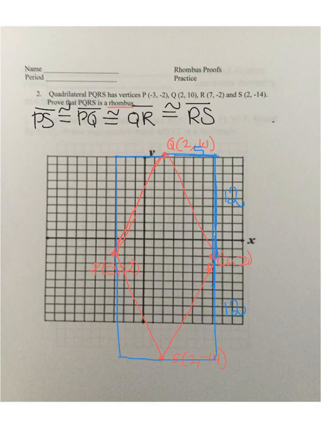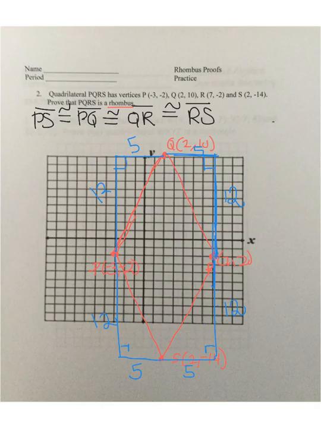5 and 12. 12 and 5. And the great thing is that each of these triangles have the same lengths for their legs, so it's 12 and 5.